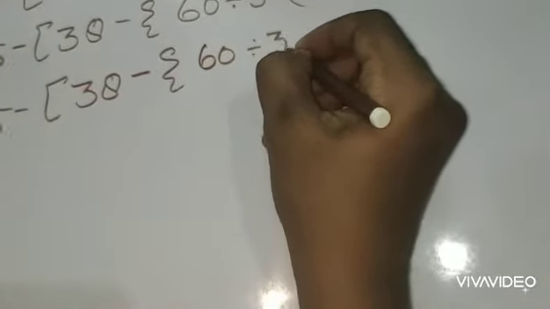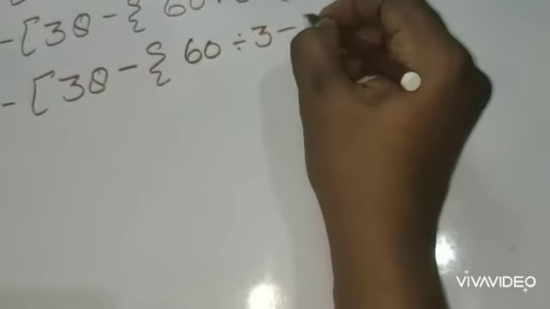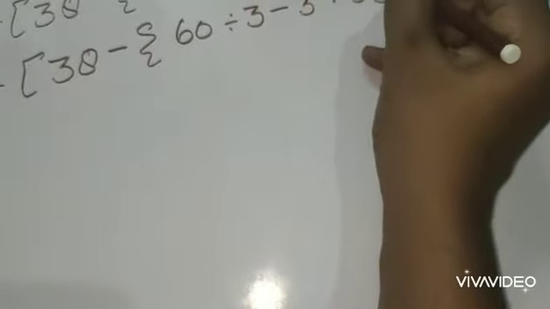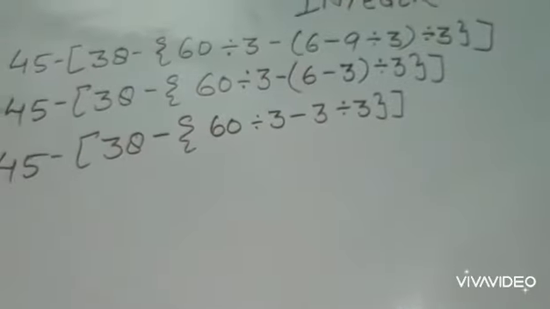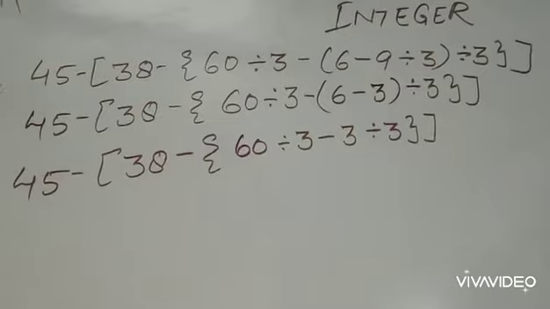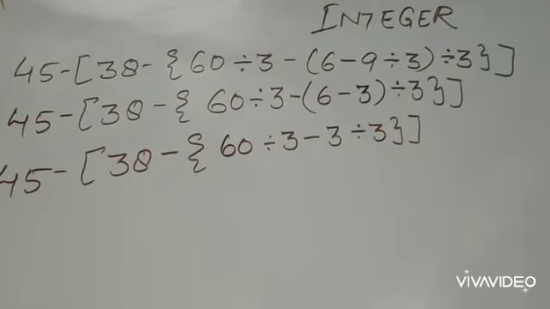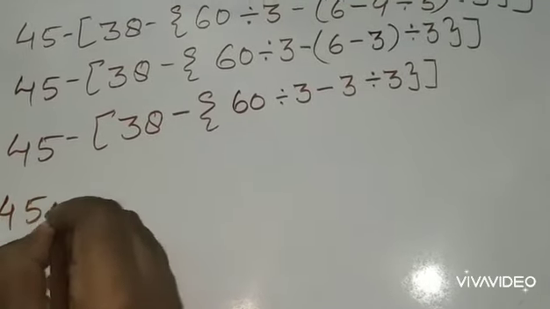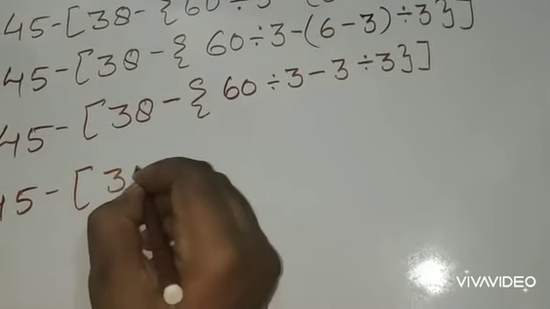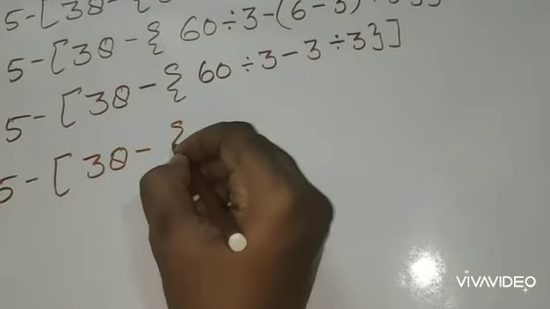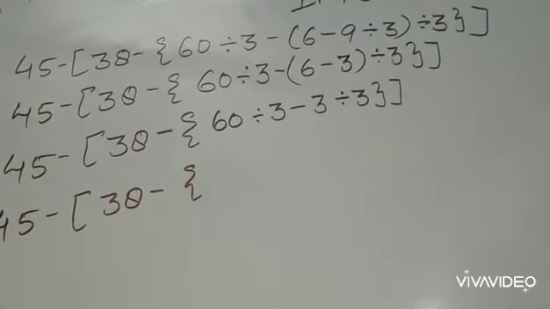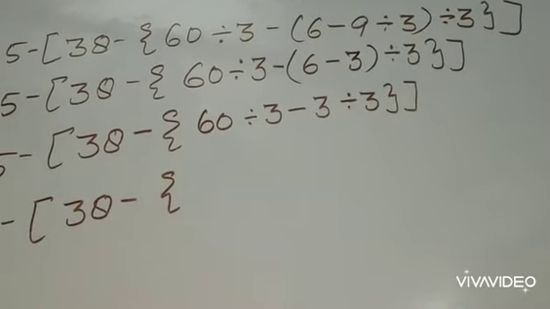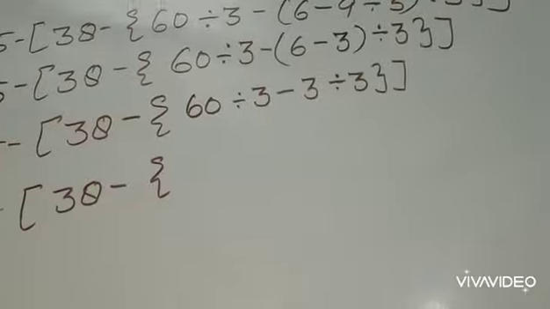60 divided by 3, then 3 divided by 3, and the curly bracket, and then the square bracket. See students, now the small bracket has been removed because it is solved. Now we will solve the curly bracket and remove it, and copy the part of the question that we don't have to solve. Now in solving the curly bracket, we will see that according to the rule which thing we have to solve first.